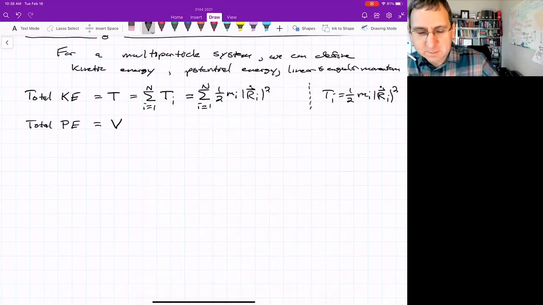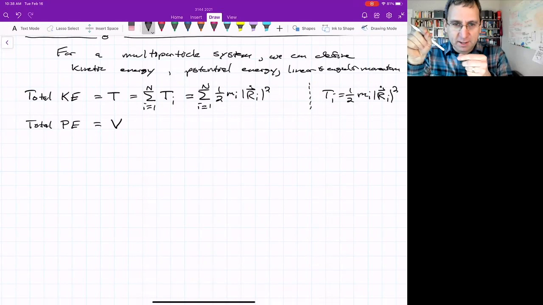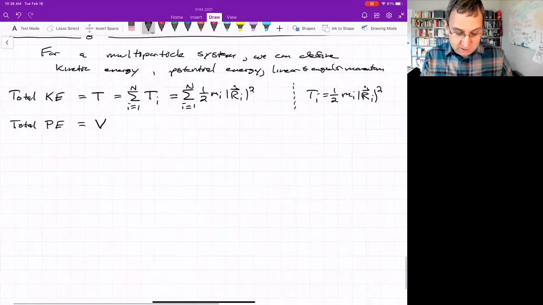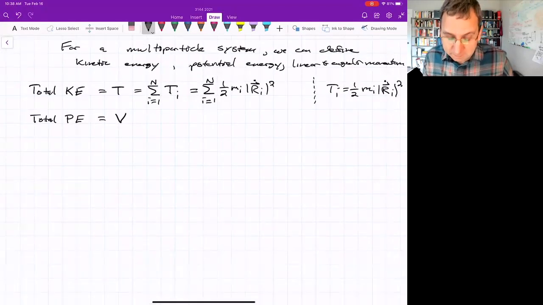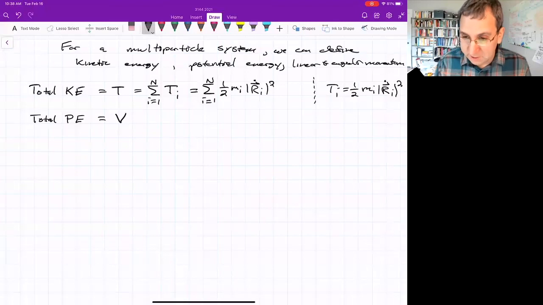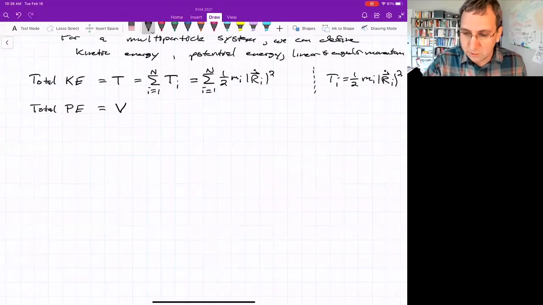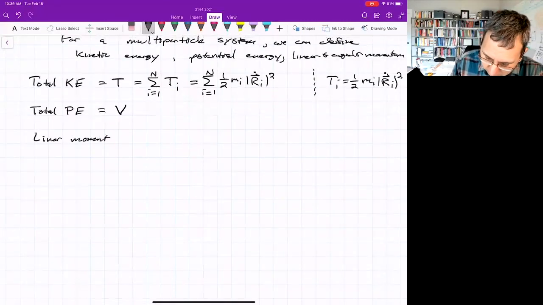Yes. There's some complications sometimes though, because you might have two particles and the internal force between them is related to a potential energy. So I'm just going to leave it as that for now. And then we'll look at an example later where we can write that total potential energy. There's also the linear momentum.